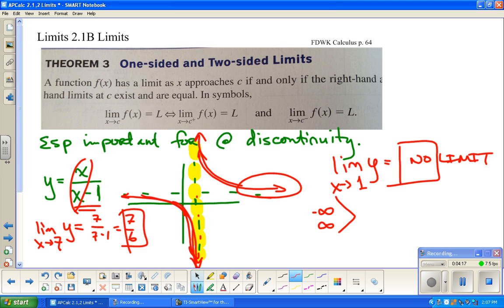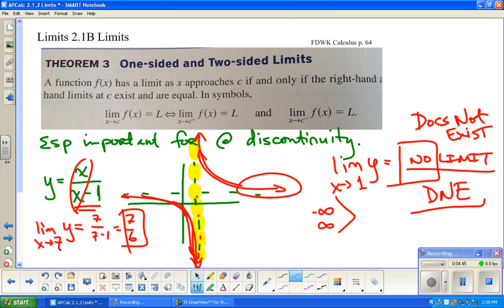Now, some books actually make the case that since infinity is not a number, infinity wouldn't give you a limit anyway. I think most people would agree, though, if it's clearly infinity from both sides, then you're good. But in this case, they don't match. So there's no limit for this, or we could say does not exist, a very common way to say that, and it's often abbreviated DNE.